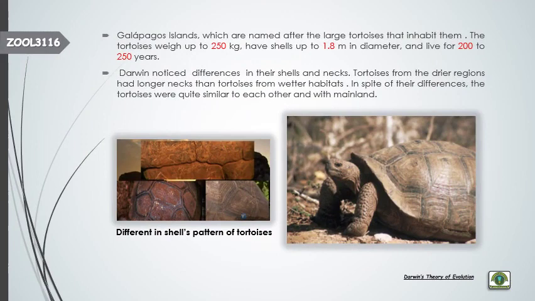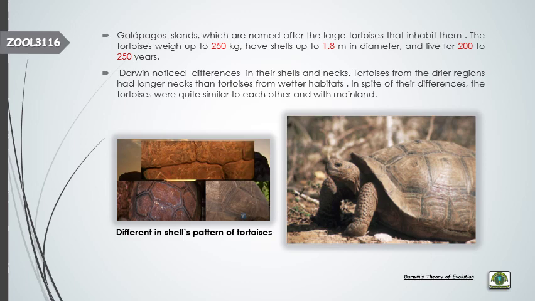Well, as we have talked about in a previous slide, the Galapagos Islands are named after the large tortoises that inhabit these islands. If we talk about their size and age, they weigh up to 250 kgs, and their shell's diameter is around 1.8 meters, and their lifespan ranges from 200 to 250 years. So they have a very, very long lifespan. What Darwin did, he noticed the differences amongst these tortoises.